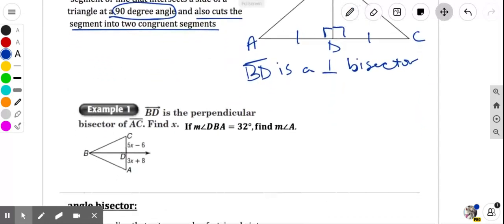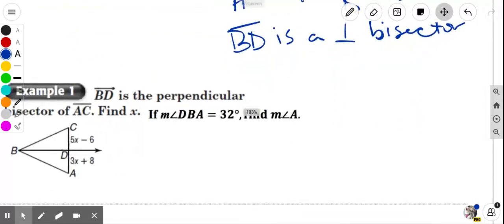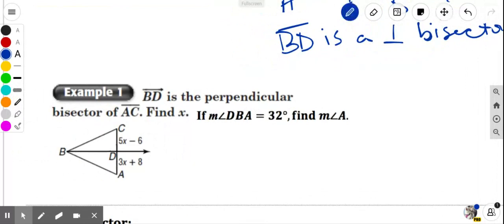So here's an example. It says ray BD is the perpendicular bisector of segment AC. Find X. And then I also gave you that the measure of angle DBA was 32 degrees, and I asked you to find angle A. So DBA is this angle here. That's 32, and I want you to find that one. So let's do one thing at a time.